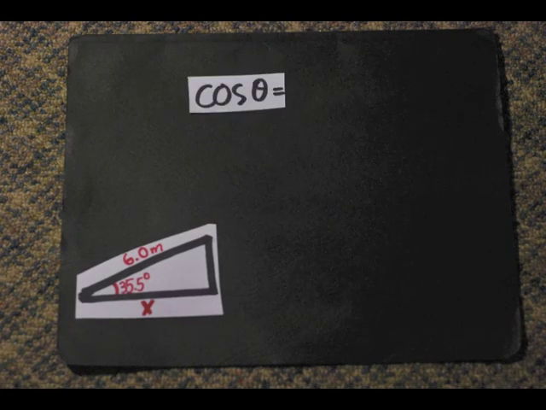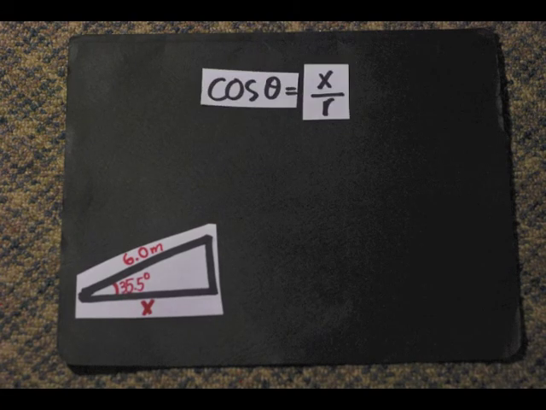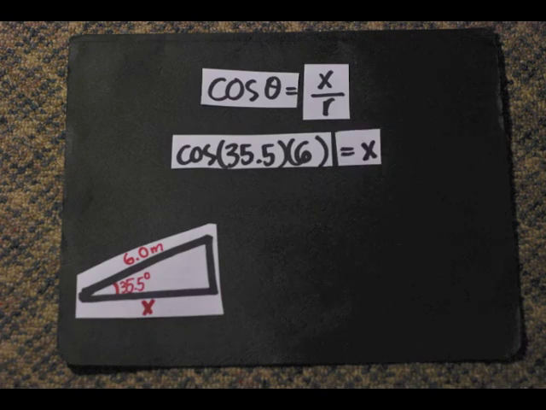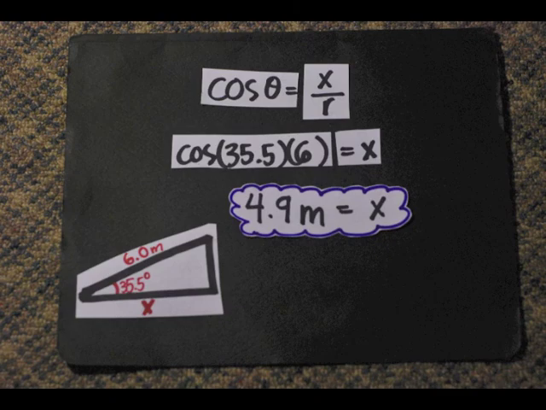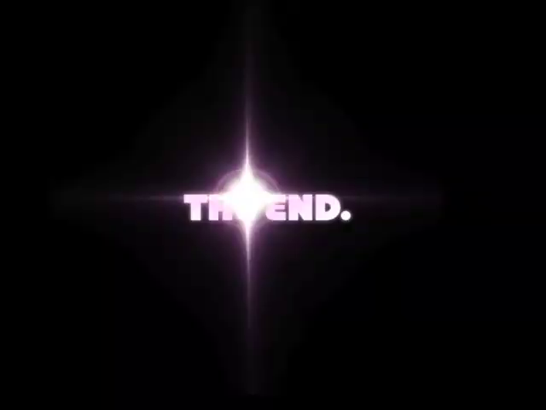35.5. Since we know our angle and the length of our ladder, we can figure out the maximum distance that the ladder can be placed without it slipping by using cosine, rearranging for x giving us 4.9 meters.